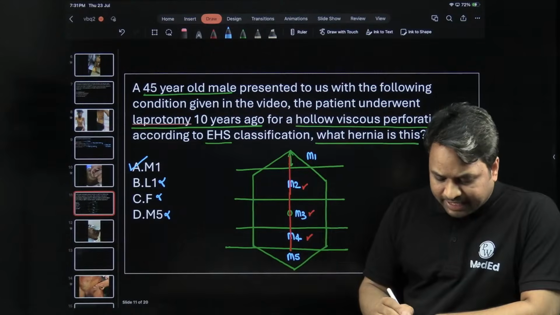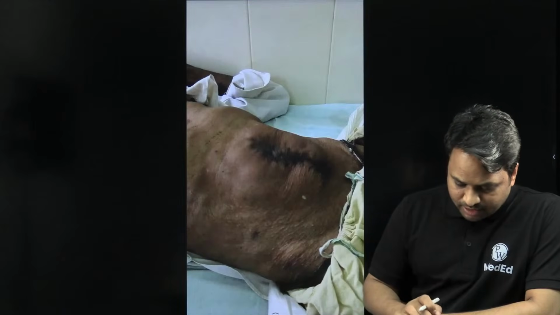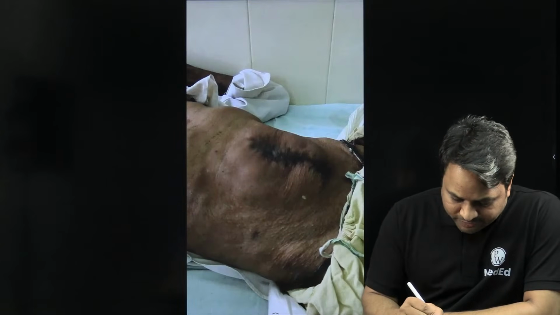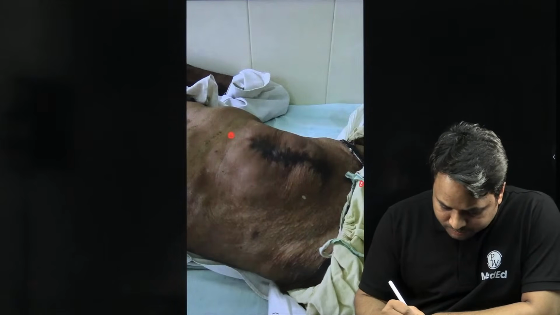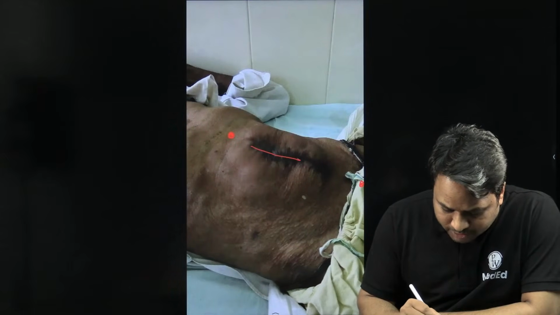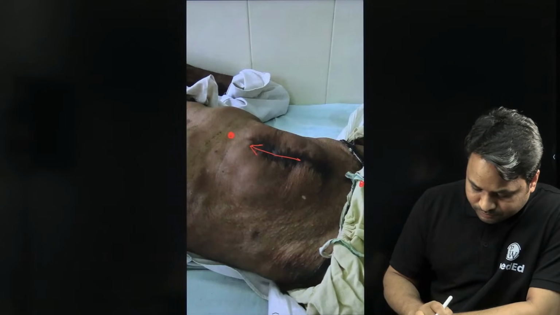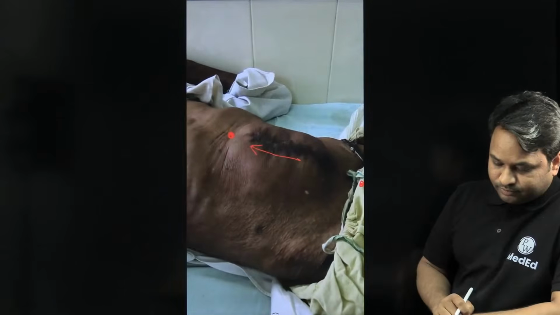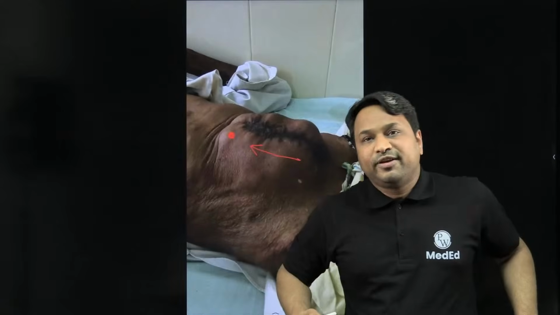See again, if you look at the video, you will have more clarity on the question. Again, look at this. If I just point it out, this is the xiphoid, this is the pubis. The swelling is more towards the upper side. I want you to identify as I play the video. See here. Look at this. Hence, it is more in favor of M1.